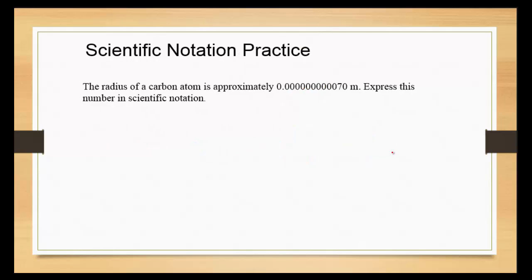Let's do one in the opposite direction. You want to find your first non-zero number. In this scenario, it's the 7. So 7.0. We'll talk about significant figures in another tutorial. And that's basically referring to what numbers you're going to keep and what numbers you're going to throw away. So times 10. Now we have to figure out how many places I had to move the decimal to get it behind that 7. So 1, 2, 3, 4, 5, 6, 7, 8, 9, 10, 11.